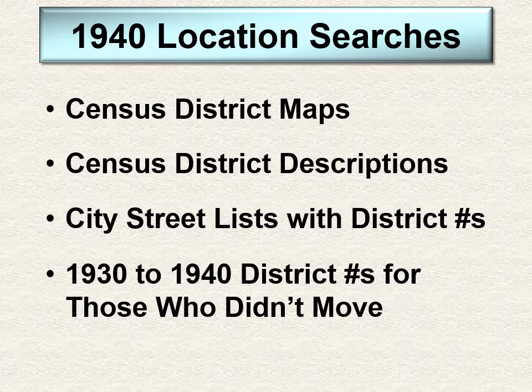There are other ways of searching, however, and that is by searching by location. The 1940 census had census maps. There were definitions and descriptions of each census district. We created street lists within census districts. We'll talk about that. And we also had a table where if you had a 1930 enumeration district number, you could find them in 1940, providing they did not move.